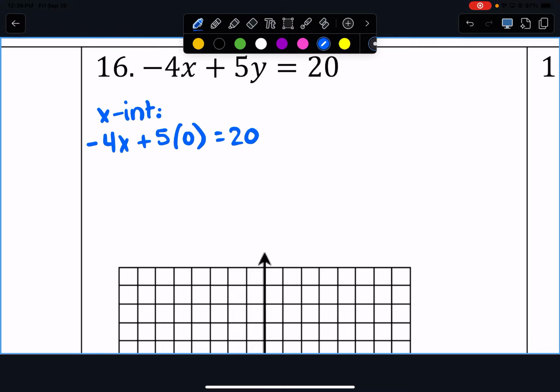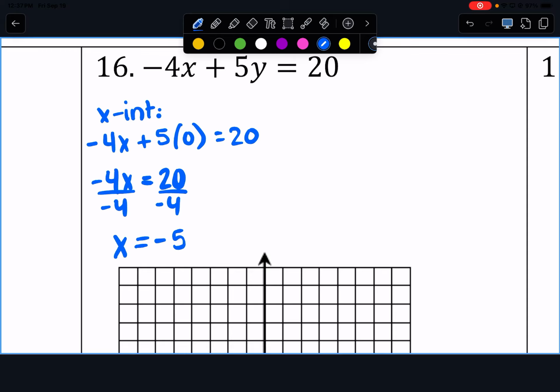What is 5 times 0? So we really have -4x equals 20. What do I do from here? Which is? So we get the coordinate -5, comma 0.